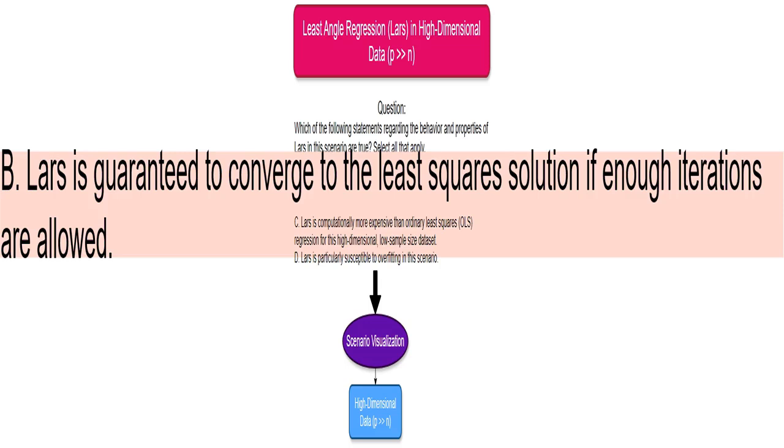LARS iteratively builds up a solution by adding features. Ideally, with enough iterations, LARS will get extremely close to the least squares solution. However, in practice, I might stop it early to prevent overfitting. It's a balance between accuracy and avoiding overfitting.